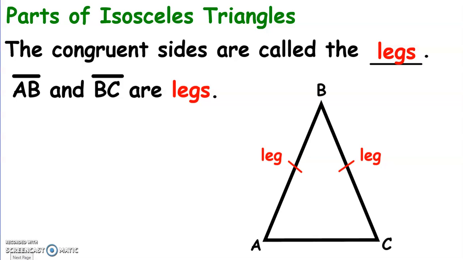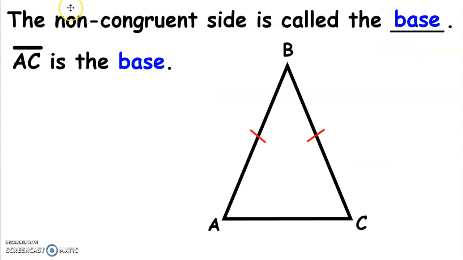Then we also have the base. So the non-congruent side, so the third side that's not the two congruent legs, is called the base. So for example, here the base is AC.